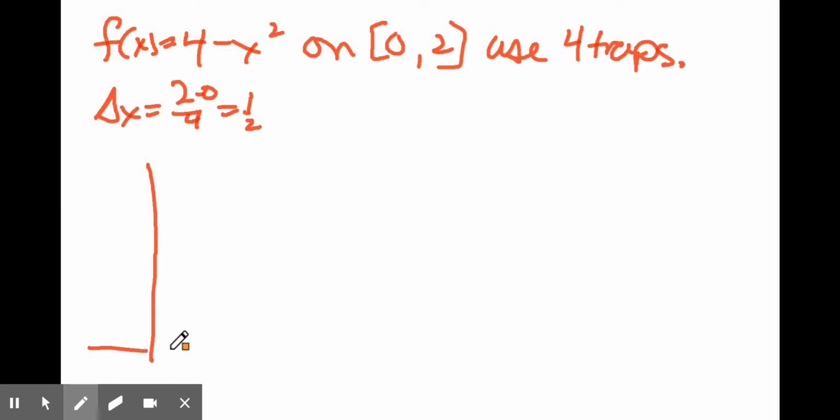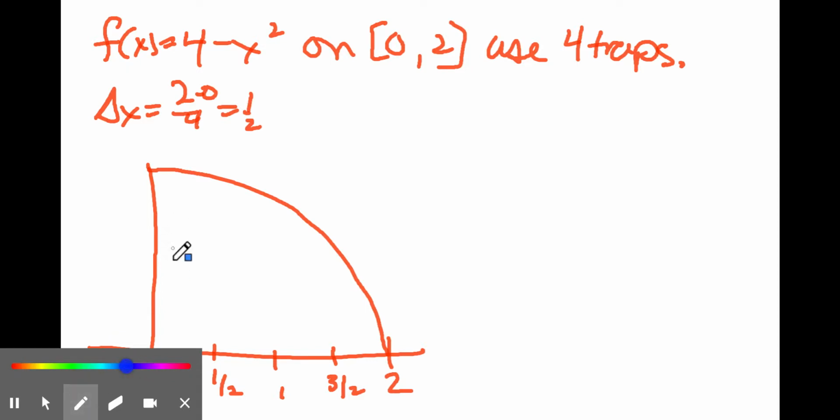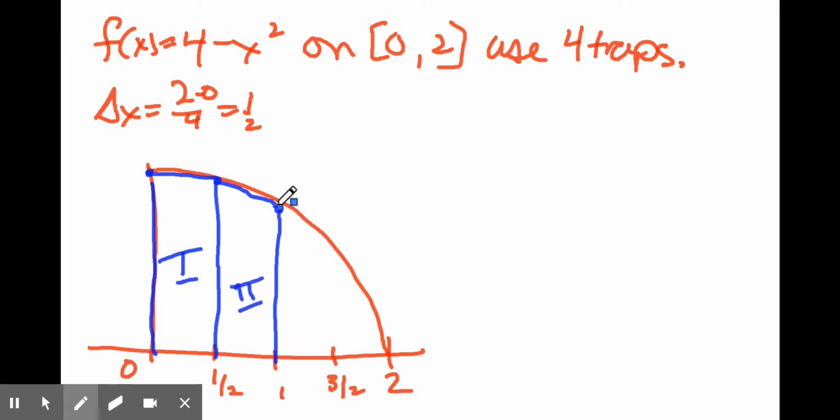So here we go. Here's my 4 minus x squared. Here's 2. Here's 0. And we're going up to 4, right? So we got 1/2 a unit, a half, 1, 3 halves, 2. Okay, here we go. Draw the traps in. So on f of 0, you're going to put a point. On f of a half, you're going to put a point. You're going to cross this way and down. This one kind of looks like a rectangle because of the way I drew the curve. That's number 1. This one will look more like a trapezoid. All right, there you go. That's number 2. Then we already have a point on f of 1.